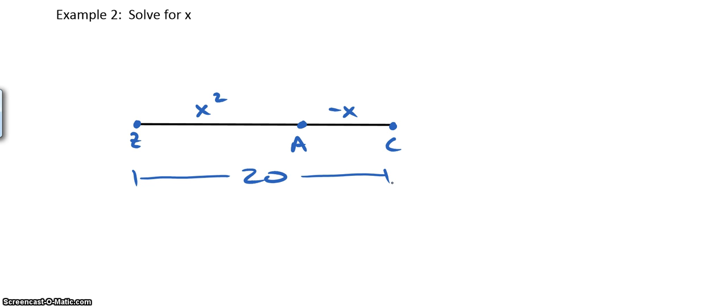Now, the variables aren't always going to be the little pieces. Sometimes the variable can show up in the whole segment too, but for this example it didn't. So we have little piece plus little piece, but in this case plus a negative x is the same as minus x, equals the entire thing, which is 20.